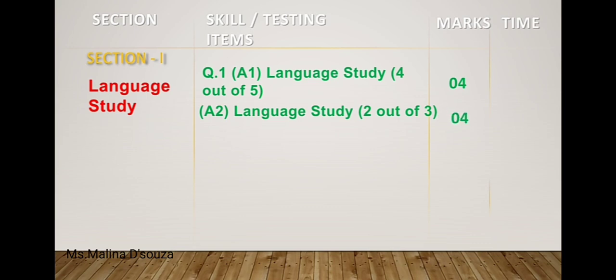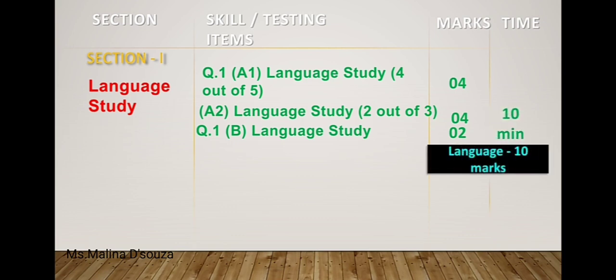तो यहाँ पे एक question का weightage कितना हुआ? 2 marks. Now question number 1B. Language study again. This is for 2 marks. So you'll get 1 sentence for 2 marks. You can complete this entire section within 10 minutes.